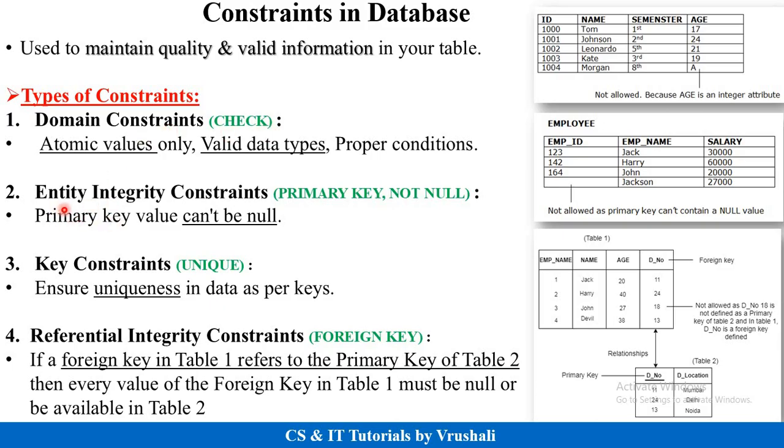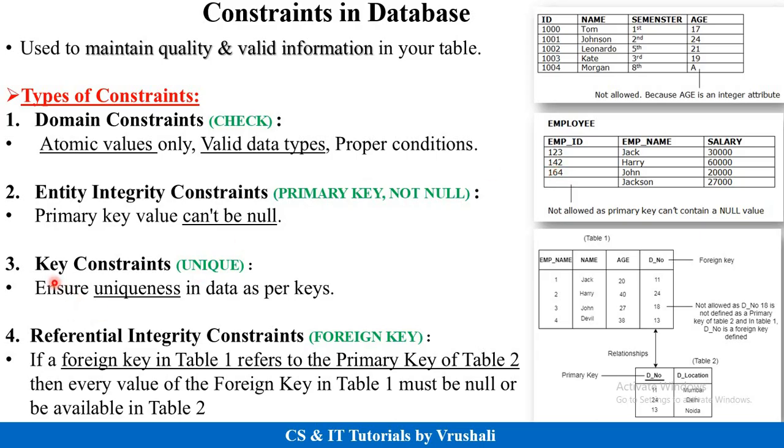Now the next one is the entity integrity constraints. For that purpose we can use the keywords primary key and not null. So a primary key can't have a null value. See here, employee ID is a unique attribute. It can't have a null value, which is a compulsory part.